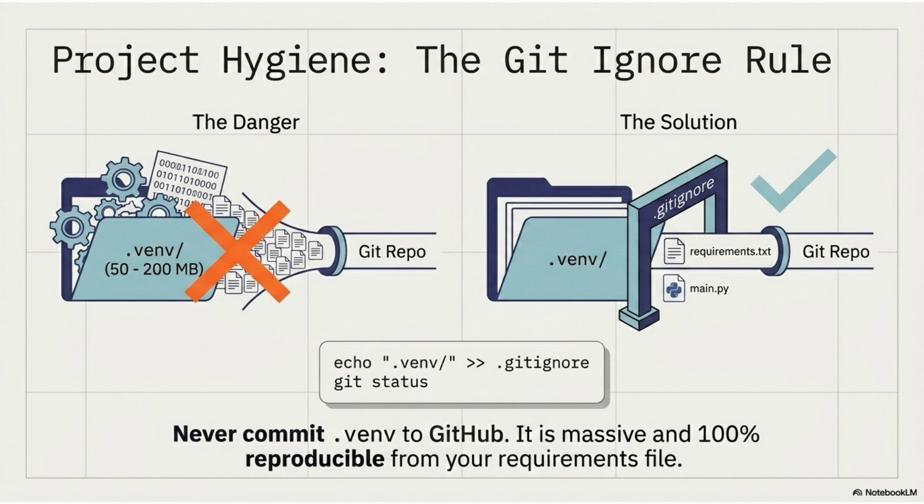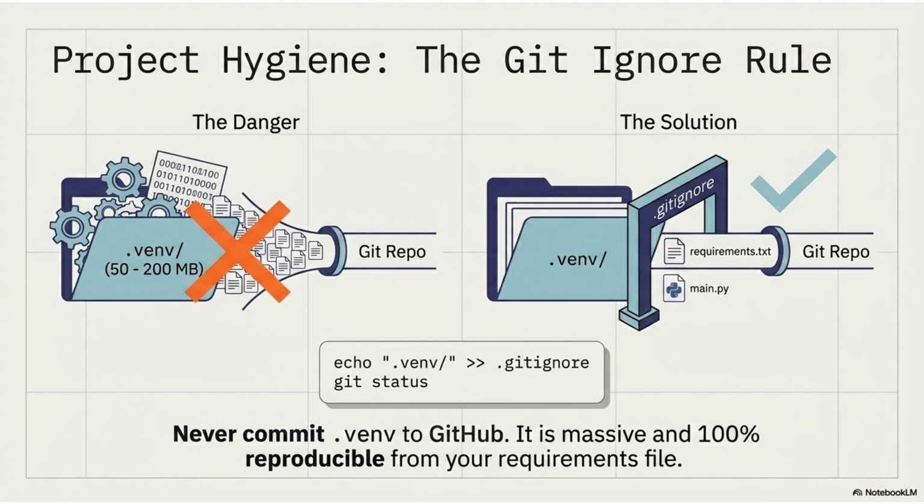The solution is to add .venv to your .gitignore file with the echo .venv greater than command to the .gitignore. Then commit only requirements.txt and your source files. The result is a clean, lightweight repository that anyone can clone and rebuild in seconds.